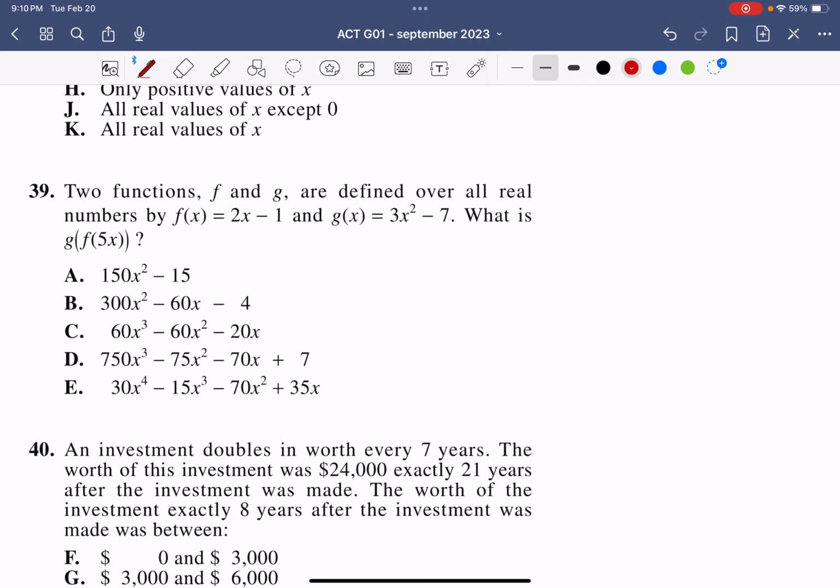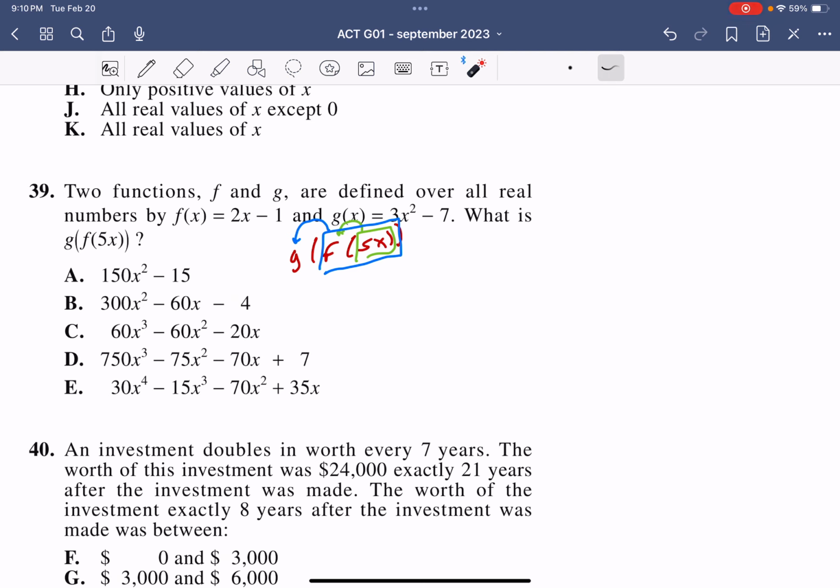So g of f of 5x is what is called a composite function. And the way to think about this is this part here gets plugged into the f function, and that gives you some answer. And that answer you get, which I'm going to indicate by using this blue box, that answer gets plugged into x inside the g function. So it's kind of like an onion. You're starting in the middle layer, and you work your way out.